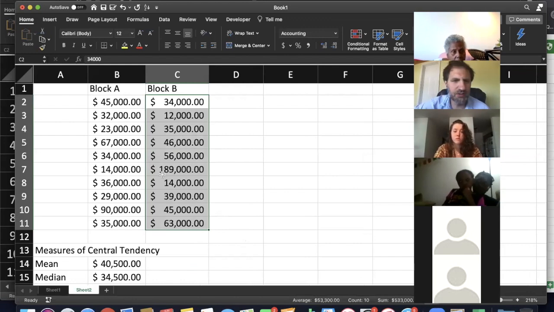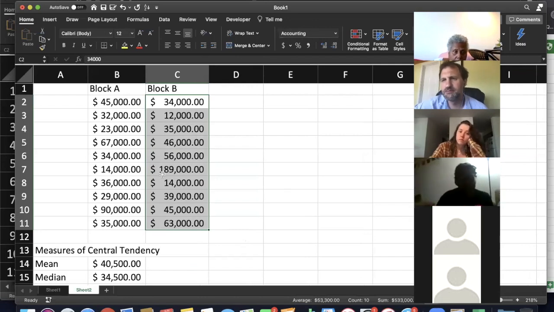Which block has a higher average? And by average, I'm talking about mean in this case. Who do you think has a higher mean? Can you tell?